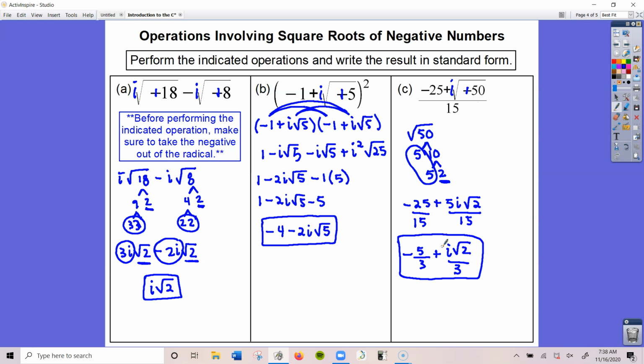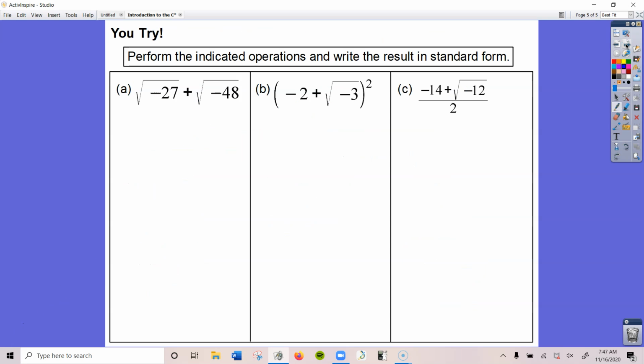This is how to simplify that particular problem. Now you can write it like this. This is an acceptable answer. Or you can also write it as negative 5 over 3 plus square root 2 over 3i. Now let's try a couple more practice problems.